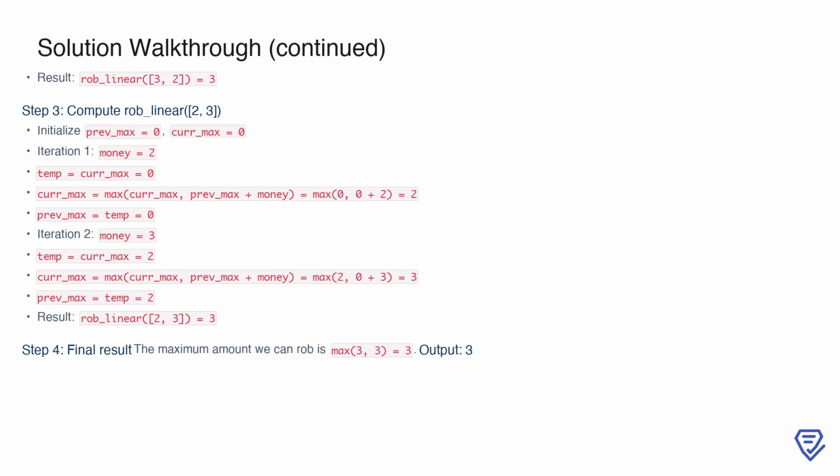Finally, to determine the overall maximum amount we can rob, we take max(3, 3), which gives us 3. Therefore, the output for this example is 3.